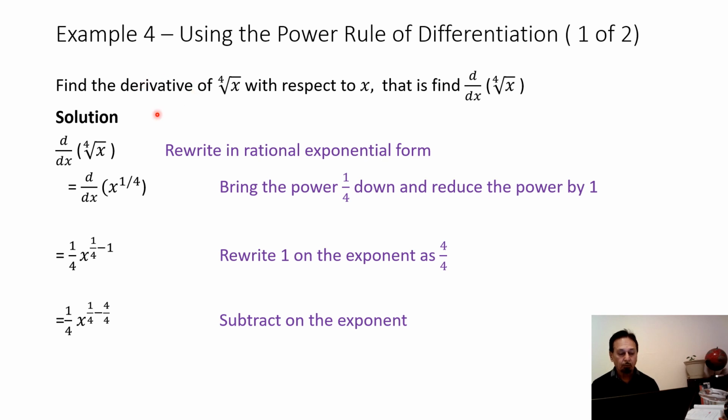Example 4. Find the derivative of 4th root of x with respect to x. That is, find d over dx of 4th root of x. First convert this into rational exponential form, and that becomes d over dx of x to the 1/4. Now we apply the power rule, bring the power 1/4 down, and subtract 1 from 1/4. Now rewrite 1 as 4 over 4.